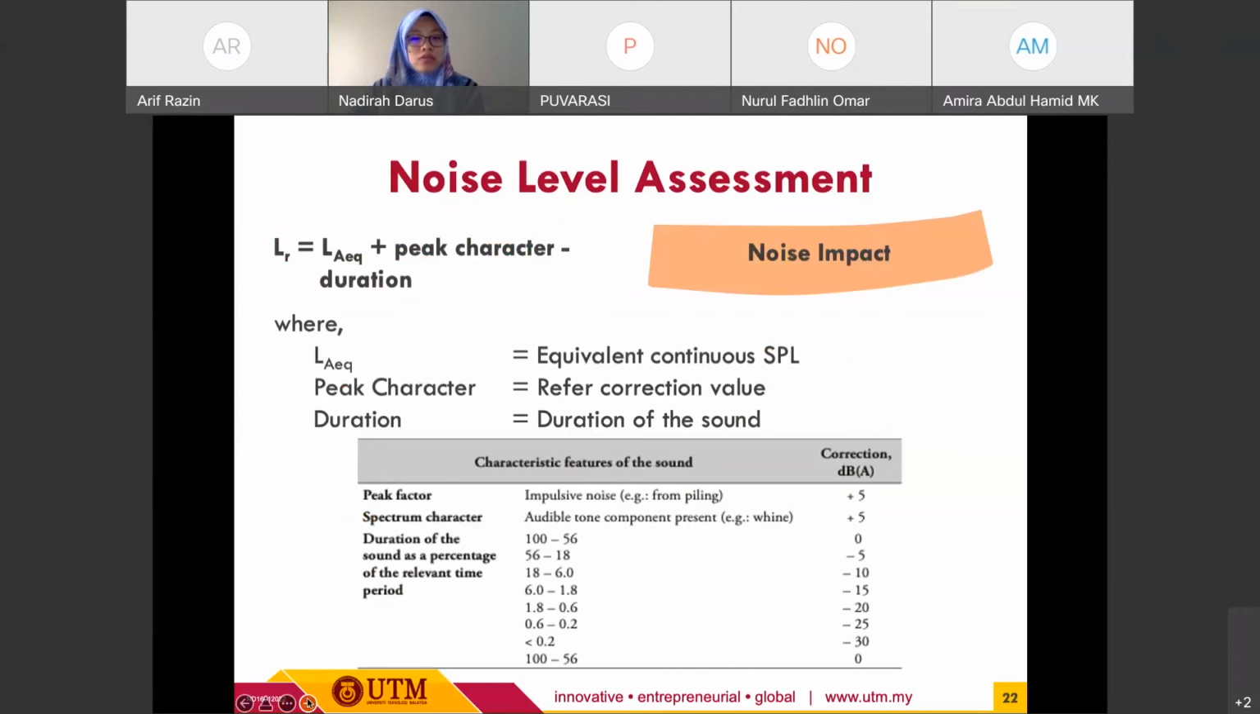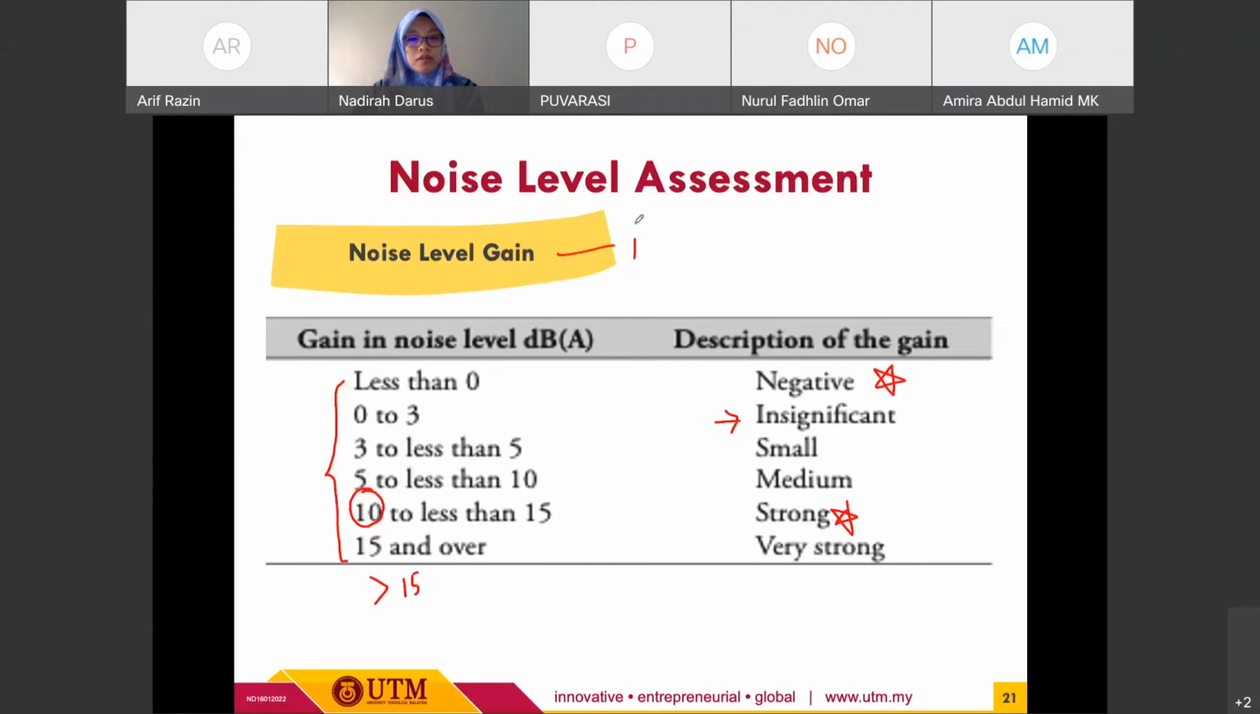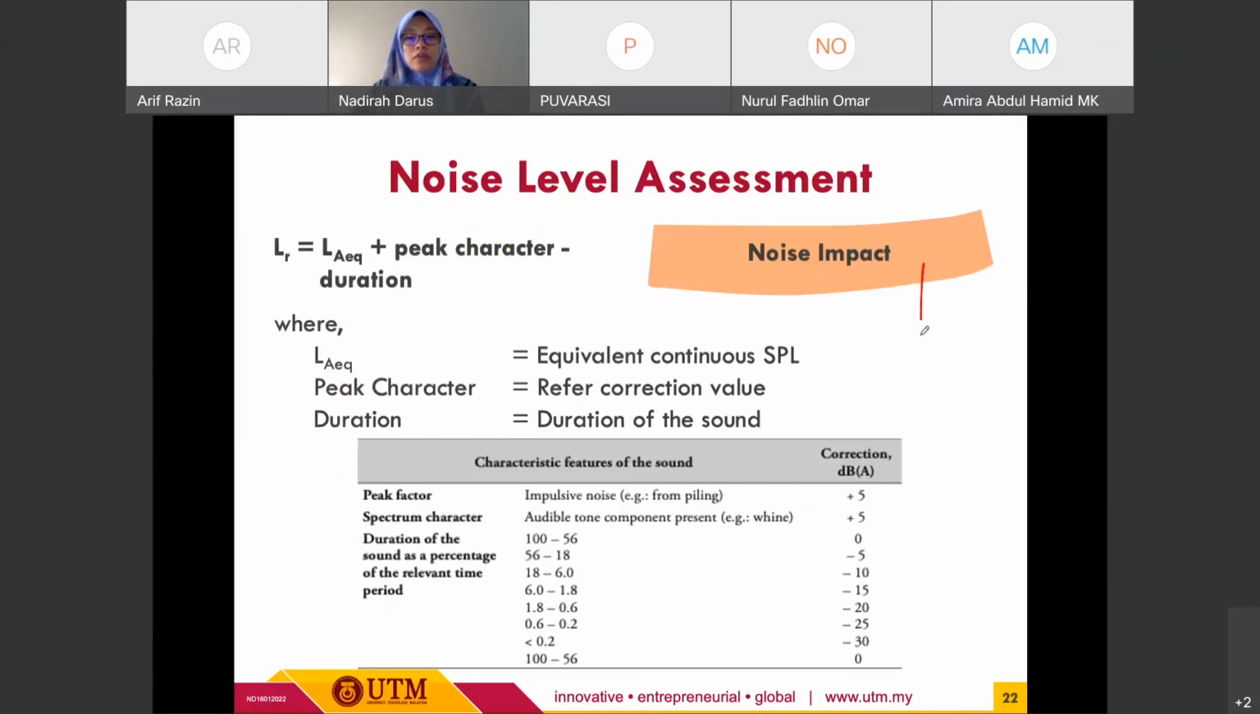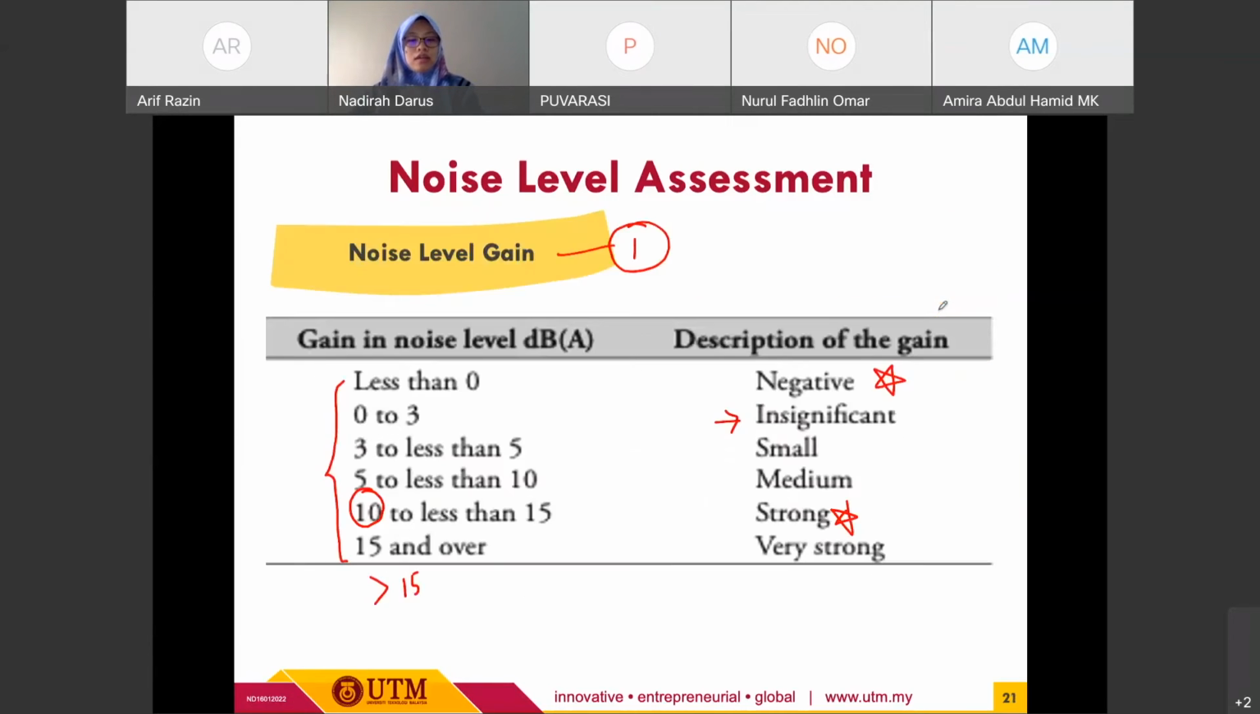Alright, the next one, noise impact. Okay, tadi dah tengok satu, the first component, noise level gain, and then the other one we have noise impact. Okay, untuk noise impact ni, both of these nanti kita akan guna pakai lah dalam kita punya ni. Try to relate with the application.